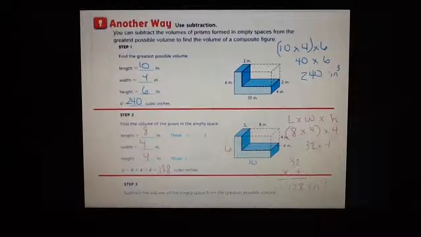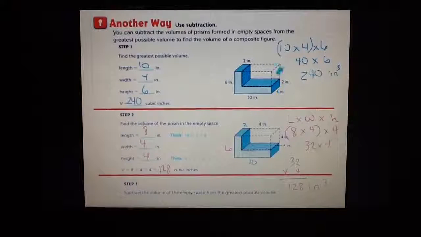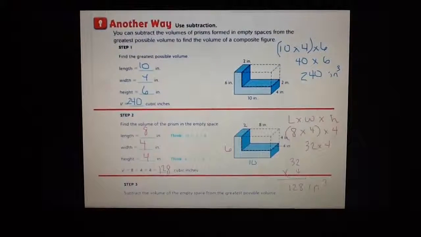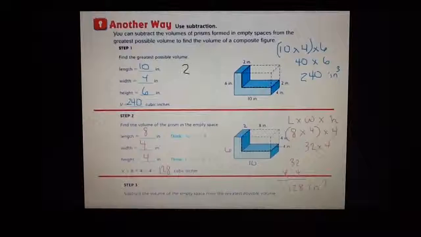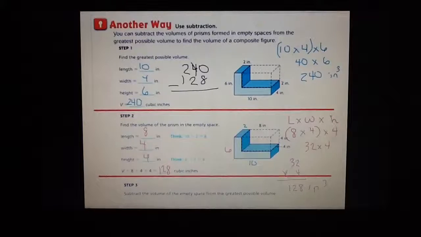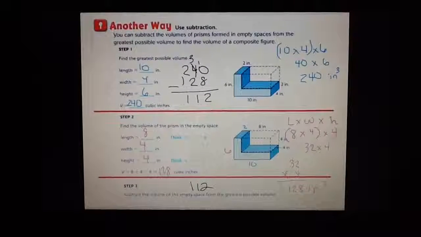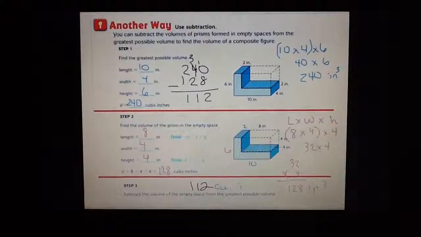Now, the last step is we're going to subtract this invisible portion volume, which is like our rectangular prism B, from our original full greatest possible volume, which was 240. So we have 240 minus 128. And I'm just going to regroup right here, and I have 112. So our final grand total for this complex figure right here would be 112 cubic inches.